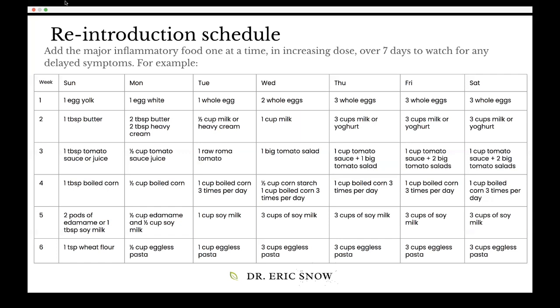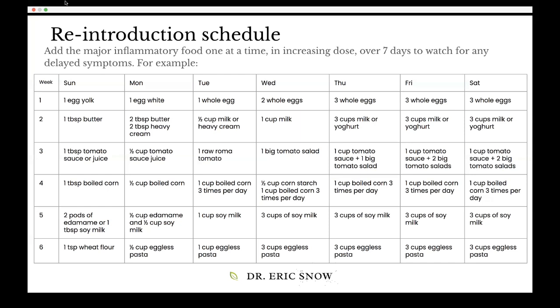But if we're introducing soy, we would start with 2 pods of edamame. You can find those in the freezer section. Every once in a while you can find them fresh, but most of the time you'll find them in the freezer. You'll cook just 2 pods, or you can start with 1 tablespoon of soy milk. Just make sure that it's unsweetened and unflavored, because they have vanilla sweetened and vanilla plain and all these different versions. Just get a completely plain soy milk if you are reintroducing soy.